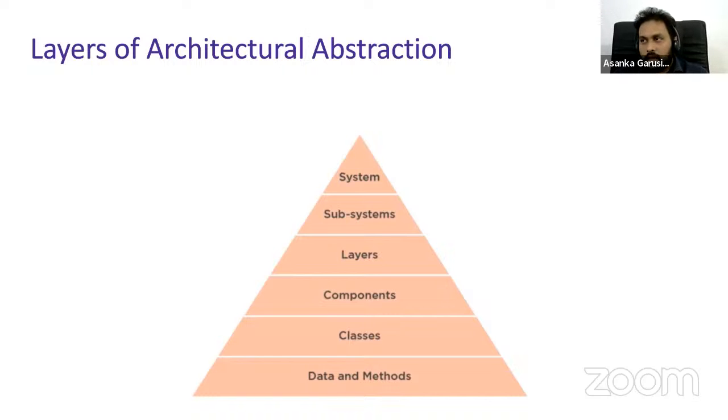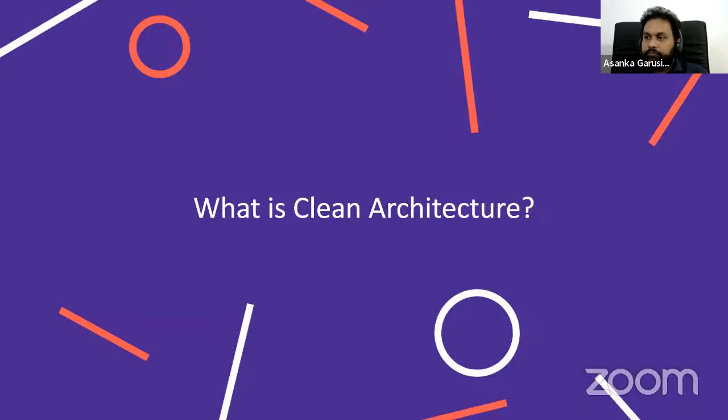So when it comes to architectural abstraction, everyone should remember these categories: system, subsystem, layers, component, classes, data, and methods. This is the fundamental thing that we can get from the abstraction.